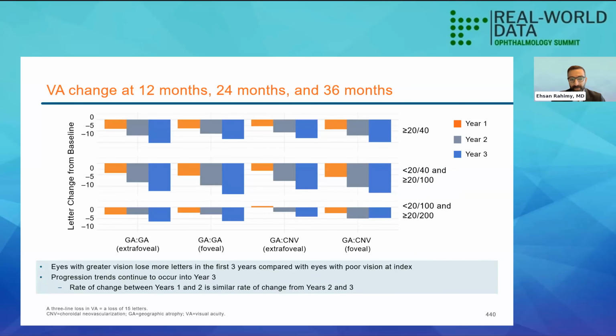This final slide is a little busy, but what it's essentially showing is the vision change map over 1, 2, and 3 years, denoted by the different color bars. As one would expect, there's a progressive, consistent loss of vision across all 4 subcohorts. Generally speaking, patients with better starting vision tend to lose more vision during the study period compared to those with poor starting vision, suggestive of a floor effect.